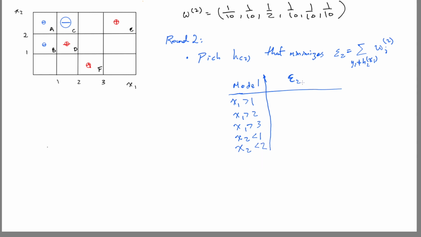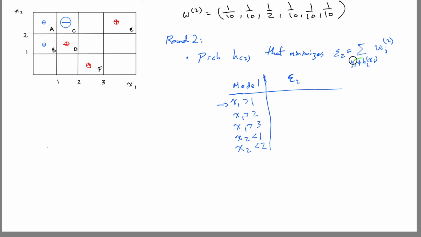Okay, now let's look at x1. This was our previous best model, or one of our 2 best models. Let's see what it does now. Well, again, it's going to misclassify the same points. It's going to misclassify that C because it classifies everything to the right as a positive. So again, it just makes one mistake, but that mistake is really expensive now.